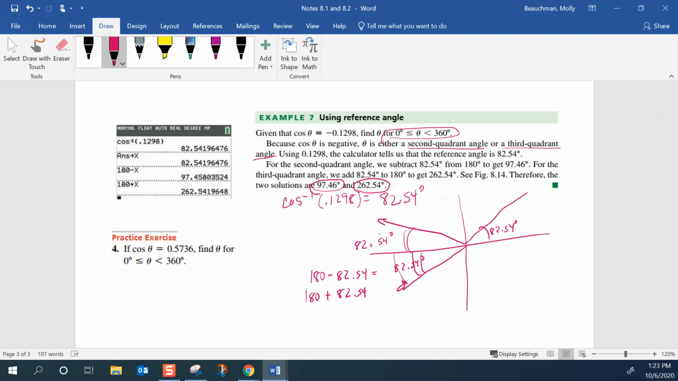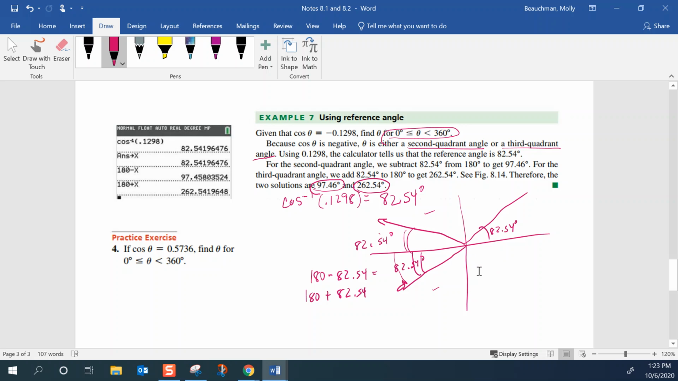So how do you know whether you're supposed to add to 180 or subtract from 180? Draw the picture and you can see what happens. So in this second quadrant, cosine is negative. Third quadrant, cosine is negative. So draw your picture so you can see what happens.